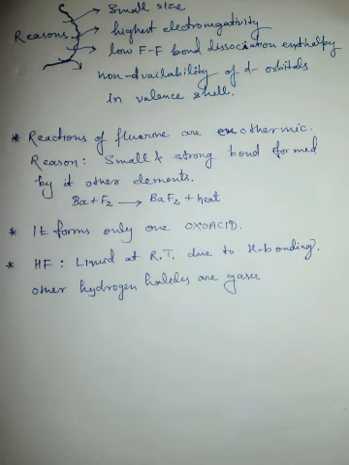And the second important thing is that fluorine can form only one oxo acid. Why can it form only one oxo acid? Because it can't extend its valency beyond one, because of the non-availability of d orbitals.